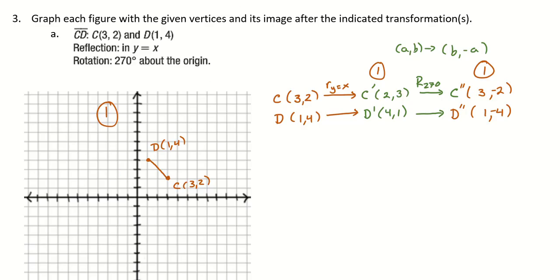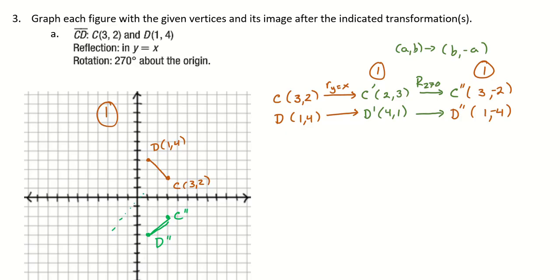So here we go. I'll switch color so it stands out a little bit more. We'll go this lovely bright green color. And let's see, C double prime is 3, -2. So here's C double prime in our case, and D double prime is 1, -4. Looks like it's down here. And if we look at this, it certainly is going to be what we're expecting.